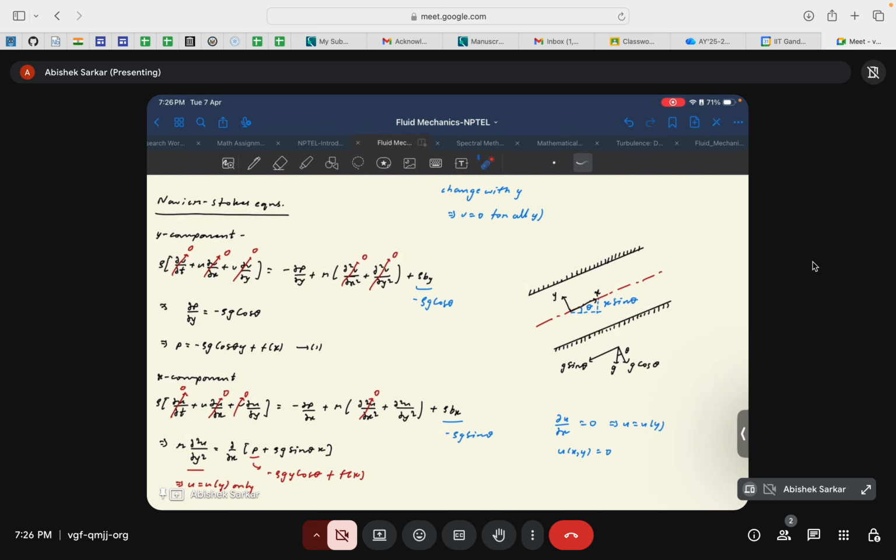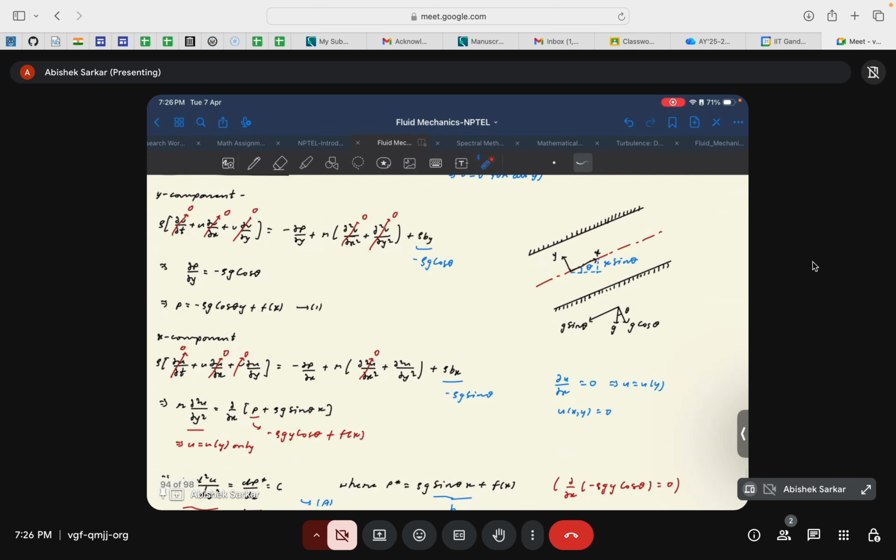Now from this diagram, gravity always acts along the vertically downward direction, so we have minus g cos theta to be the body force along the y direction, and minus g sin theta to be the body force along the x direction. So here rho b_y is minus rho g cos theta.